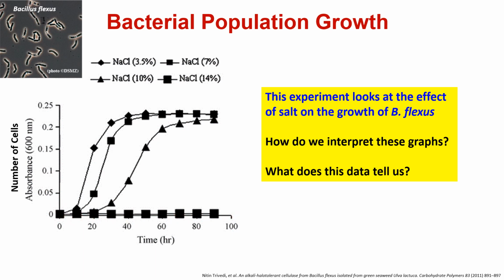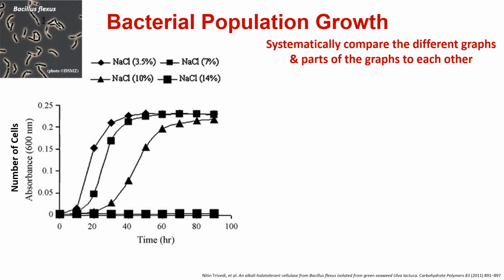Okay, so how do we interpret these graphs, and what did they tell us? And they can tell us a lot. The easiest way that I like to do this is I like to systematically go through the separate curves and compare them to each other. And the other thing I should mention is we don't just compare the curves, we can compare distinct parts of the curve. So let's look at this first curve, which is 3.5% sodium chloride in the media, compared to when there's 7% sodium chloride in the media.